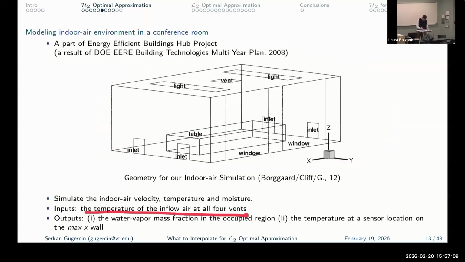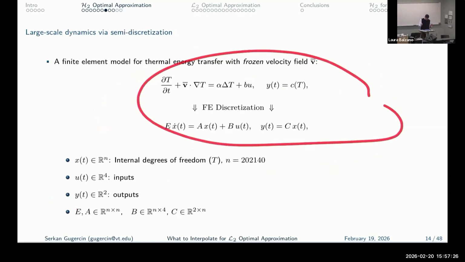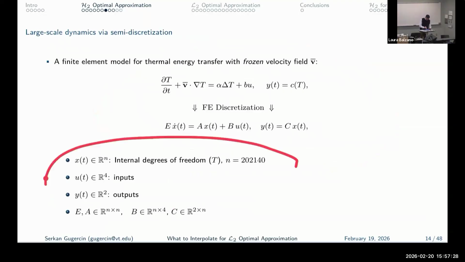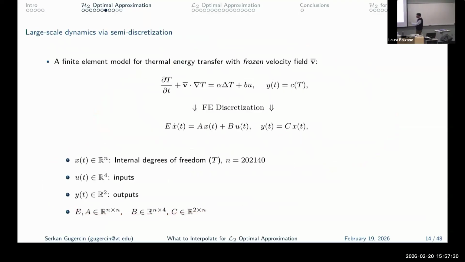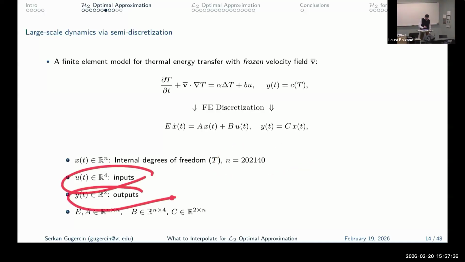So what are the inputs for this dynamical system? We have inlets, the temperature, those were the inputs. For outputs, we measure the temperature over here, and we measure the vapor mass fraction in some way. Details are not important. You have a PDE, you linearize, you discretize. We have a dynamical system of order 200,000. Okay? So it's a linear dynamical system, order 200,000, 4 inputs, 2 outputs.